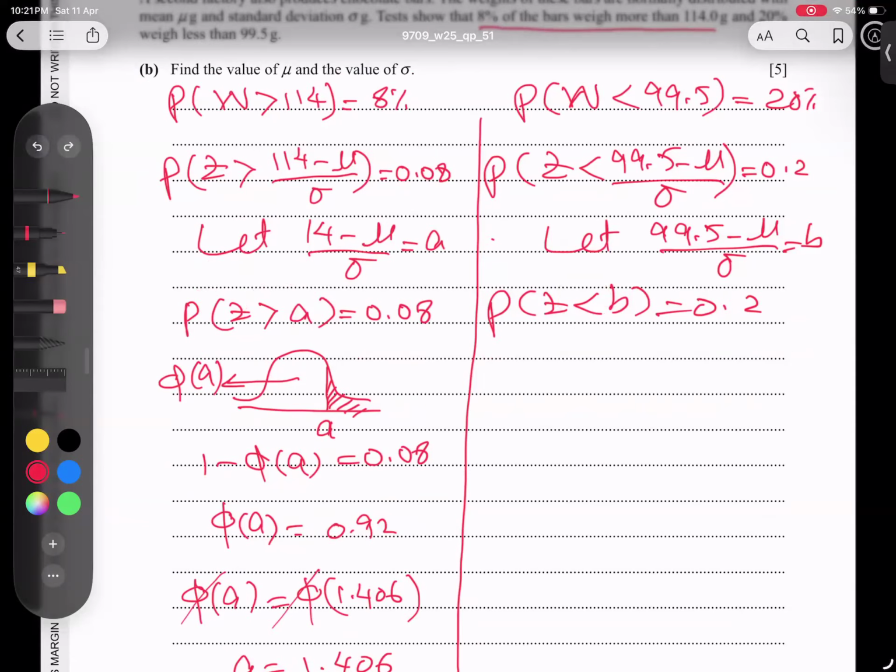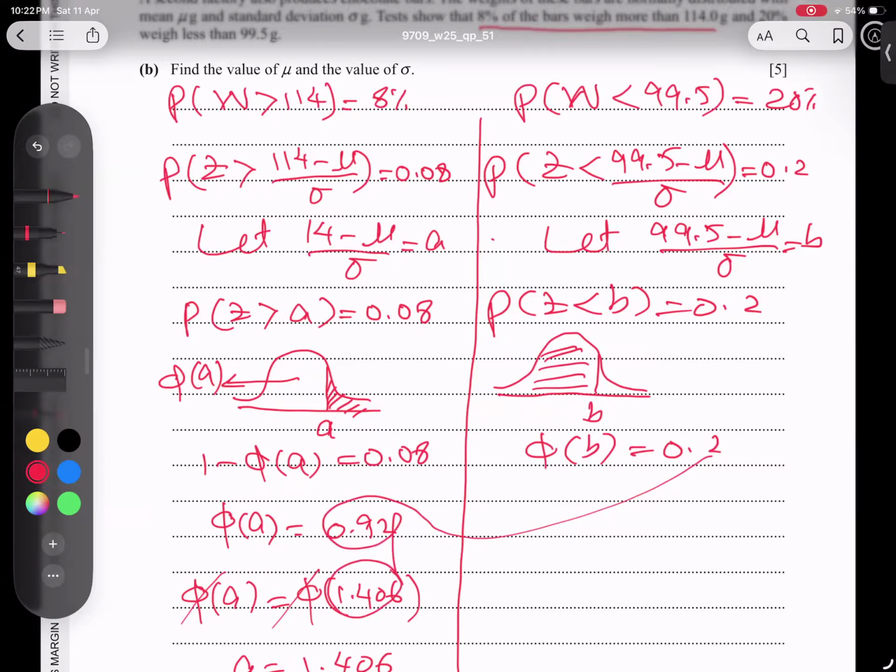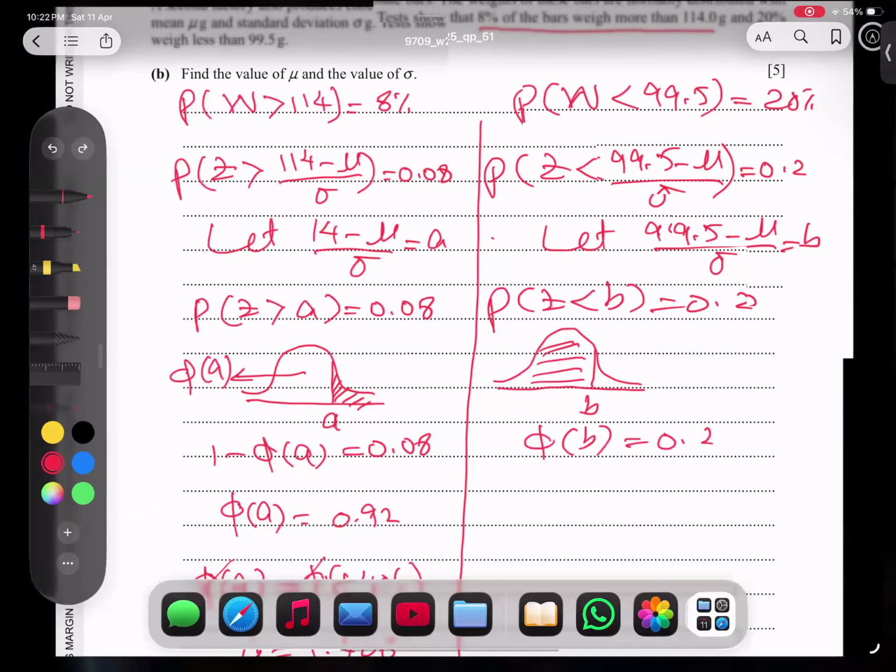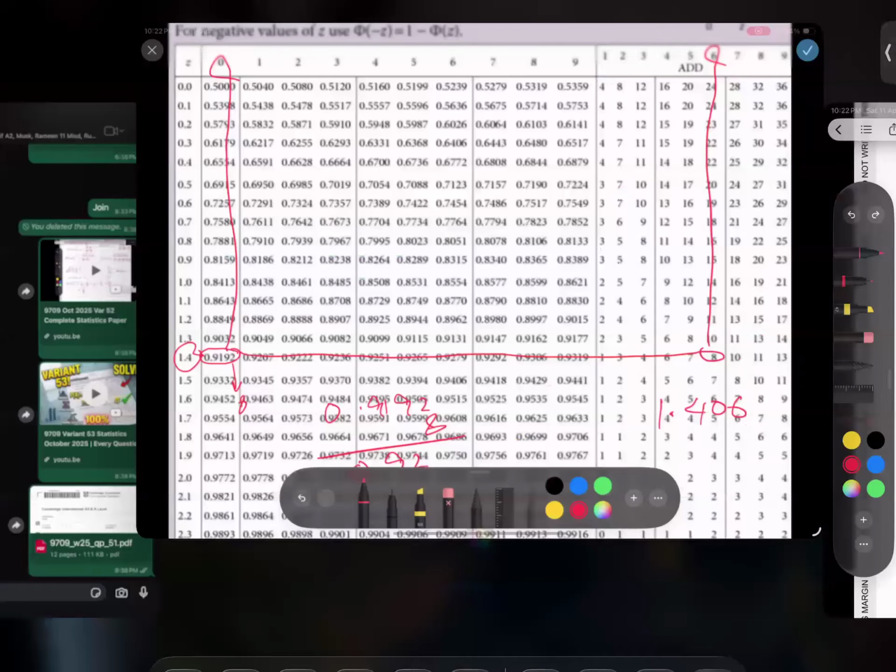Okay, this is an important part that is going to come now. Get ready, students, for the important part. If I take a bell shape of this kind and b is positive, the lesser is this, which means phi of b is equal to 0.2. But you know, students, this 0.92 we got easily. But you can go and see the table. Our lowest value in the table is 0.5.